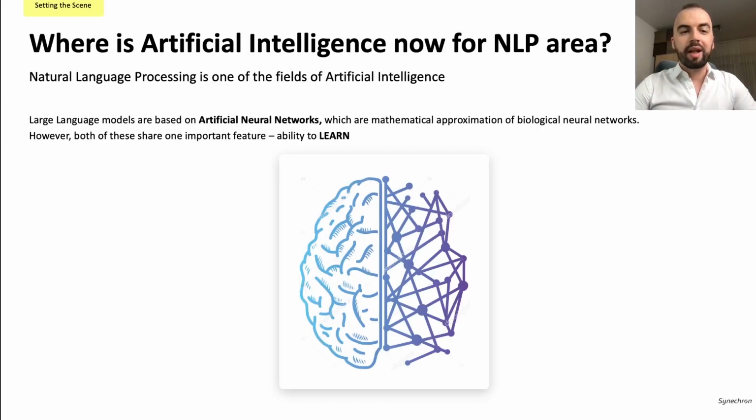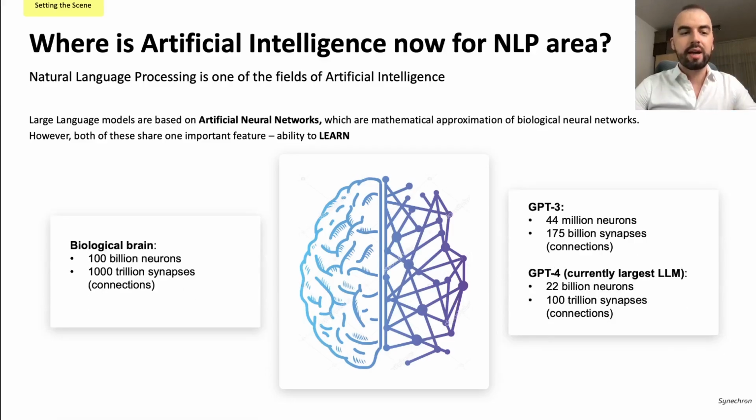Large language models are based on artificial neural networks, which are mathematical approximations of biological neural networks. And they share the same feature, ability to learn. When comparing biological brain, it has around 100 billion neurons and 1,000 trillion synapses or connections between those neurons. And that is where knowledge is actually stored, in connections between neurons.